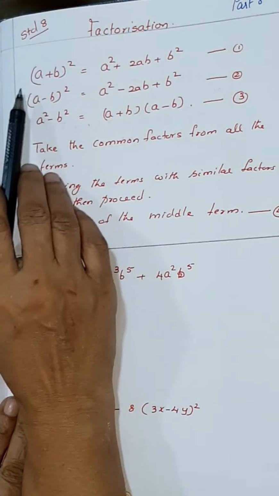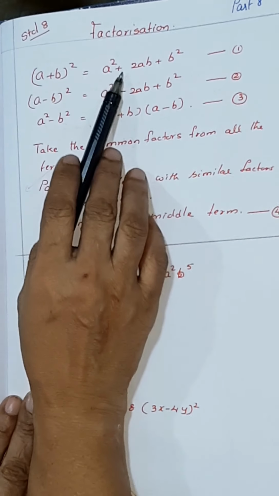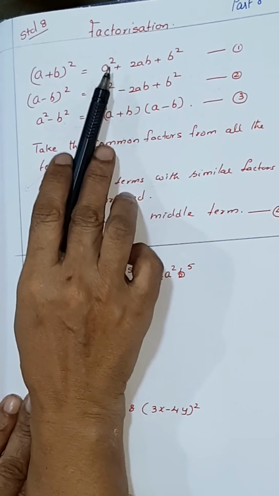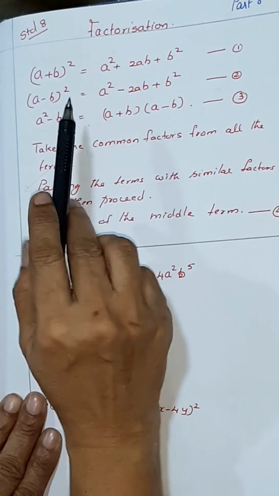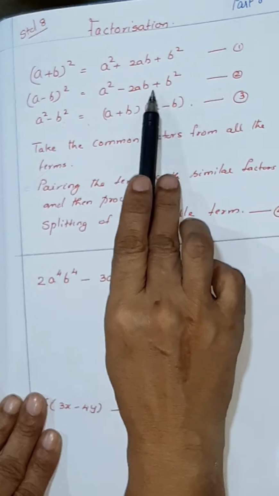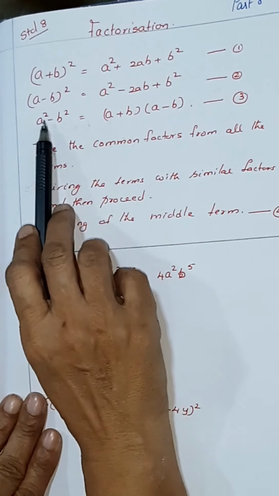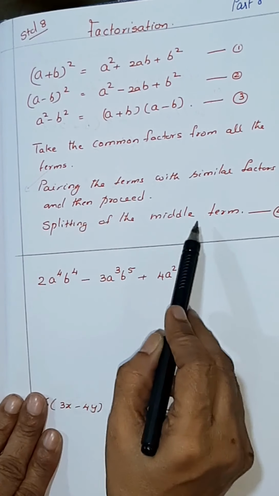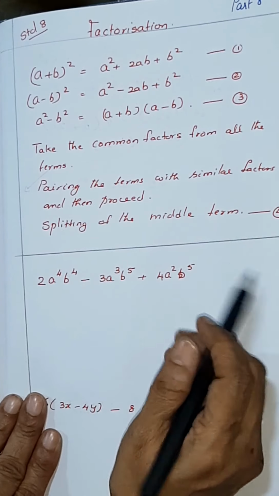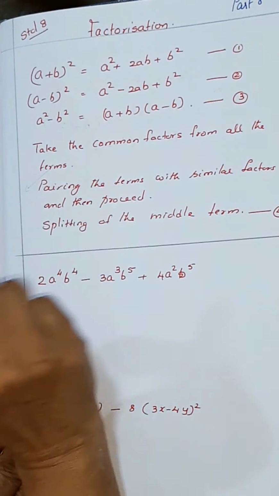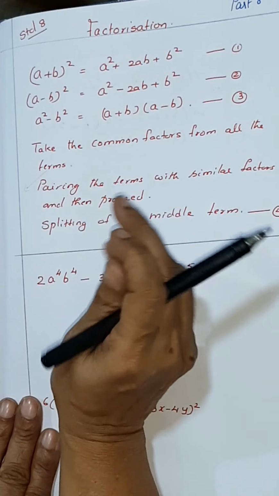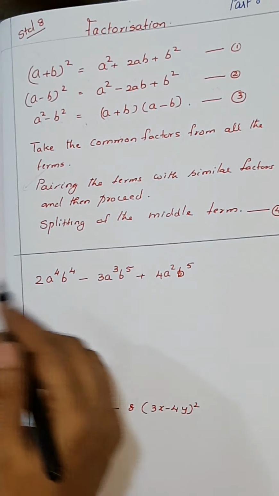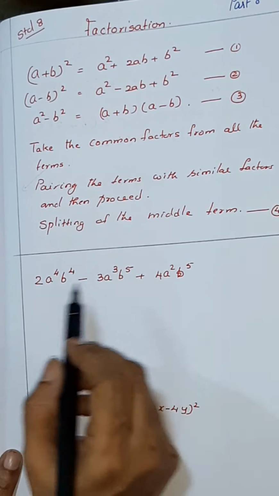Mainly we will be using the a plus b the whole squared format, a minus b the whole squared format. Many of the problems will be of the a squared plus 2ab plus b squared format, or a squared minus 2ab plus b squared format, or a squared minus b squared format. Another method is splitting of middle terms. In some problems we take the common factors out, then pair the terms and take the common factors out. So, let us start with the problems now.